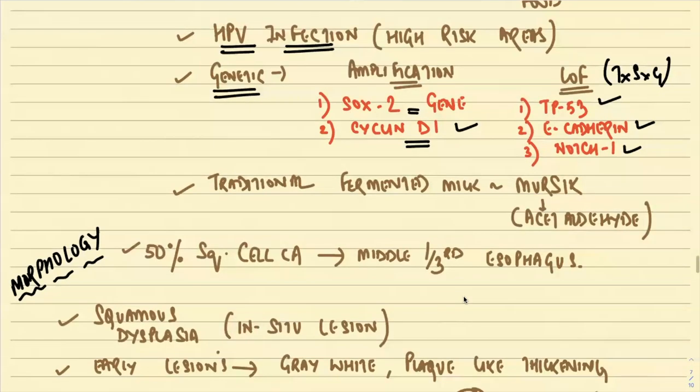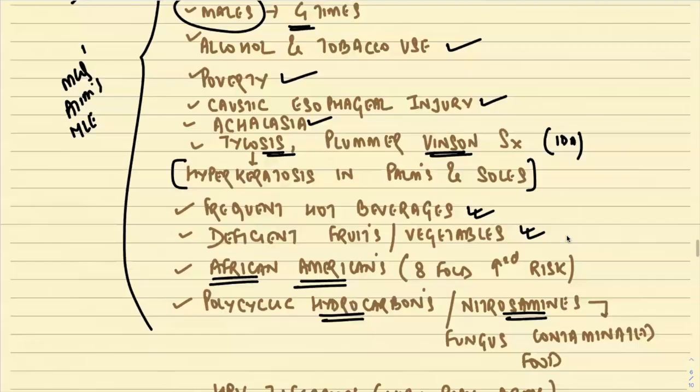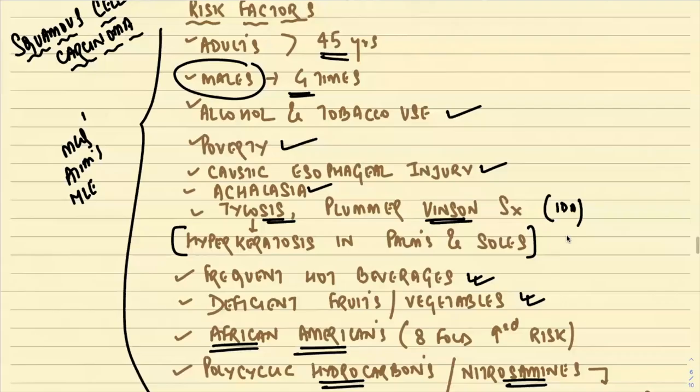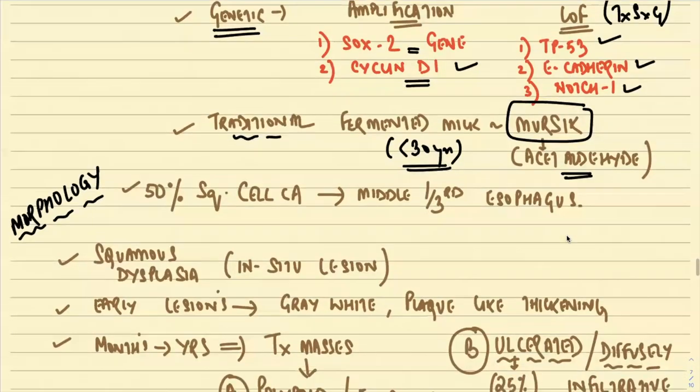Now, there is a place in Western Kenya where a small group of individuals less than 30 years of age have a very high risk of development of esophageal squamous cell carcinoma. Why? Because they are consuming a traditional fermented milk called mursik. This traditionally fermented milk contains acetaldehyde, which is increasing the risk of esophageal squamous cell carcinoma. So these factors are very, very important to understand and remember. A lot of MCQs come from this particular part.